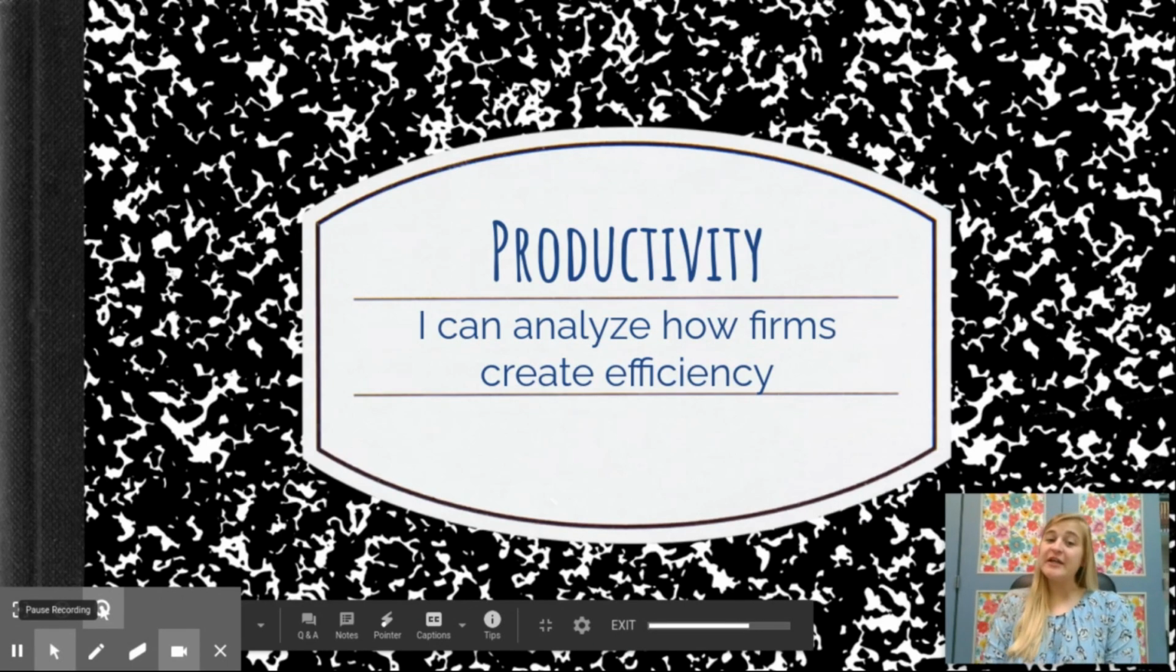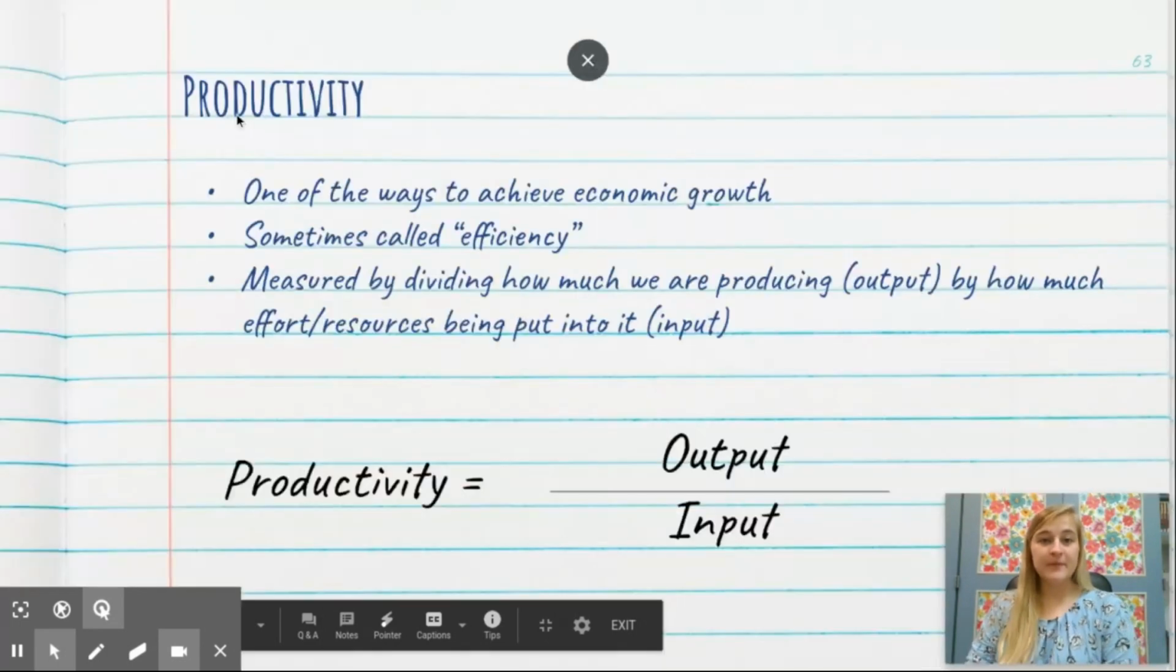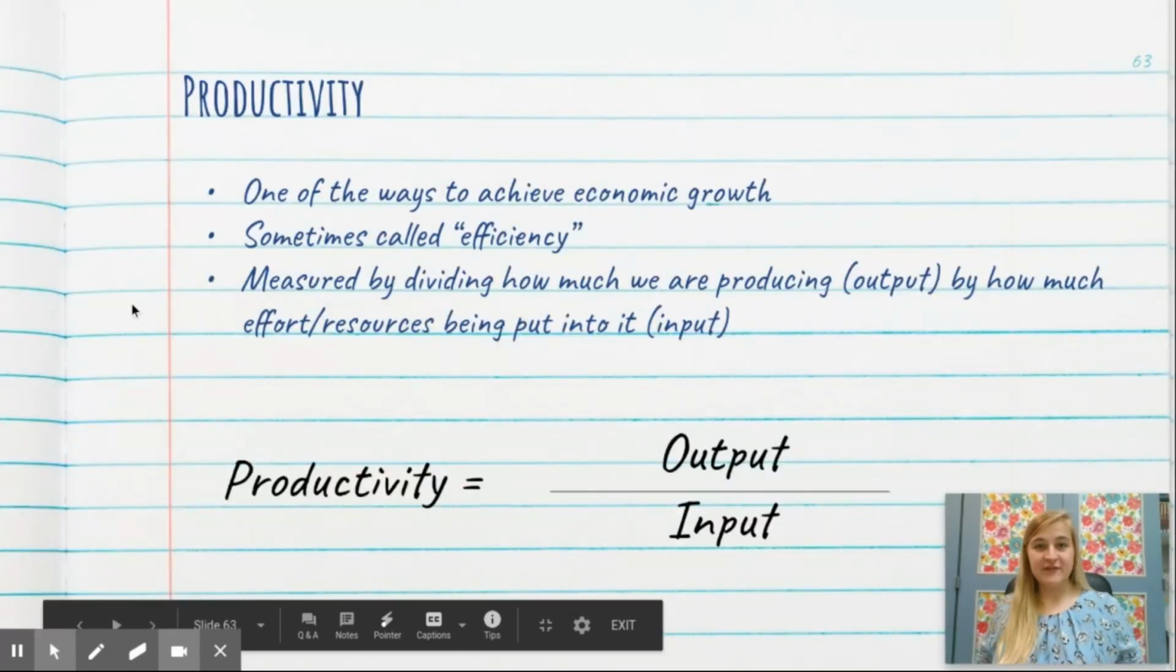Our learning target today is I can analyze how firms create efficiency. Firms is another name for businesses. So let's get going. Productivity. Productivity is one of the ways to achieve economic growth.